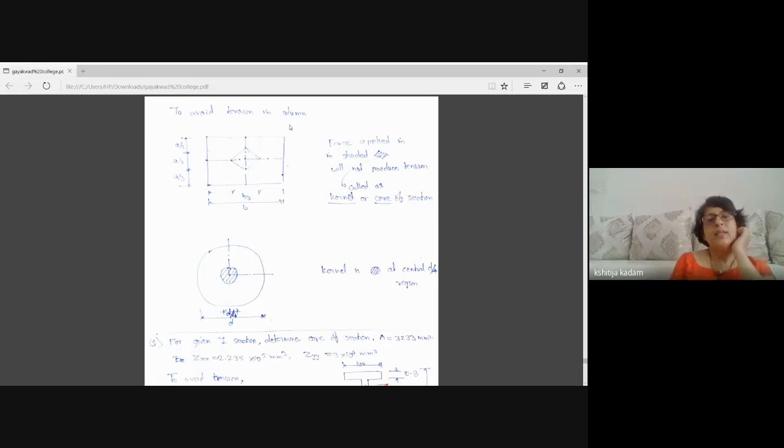Now we have seen that if there is a rectangular cross section of the beam or the column, to avoid tension, the force has to be in the middle 1/3. So this is the width B. So middle 1/3 is the area where force can be applied. Similarly, this is depth A. So in middle 1/3 it has to be there.